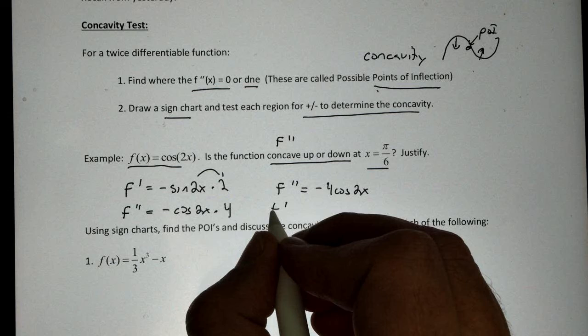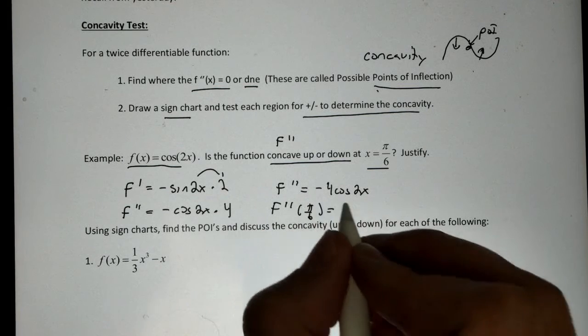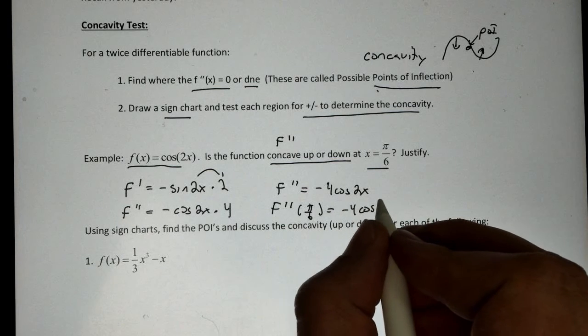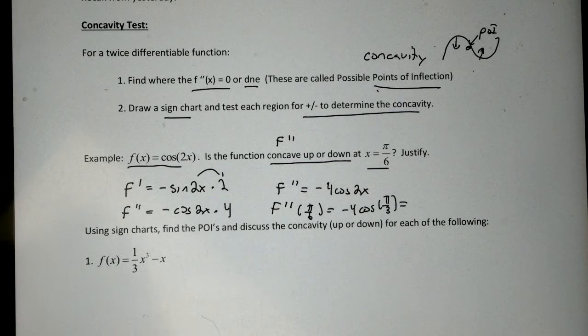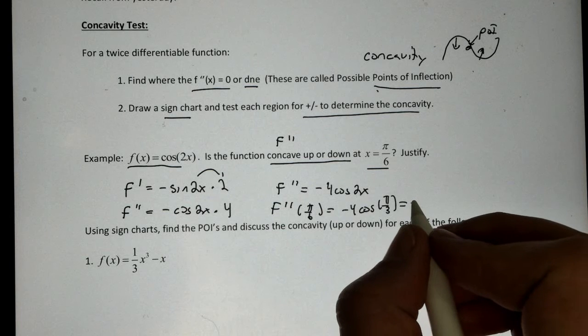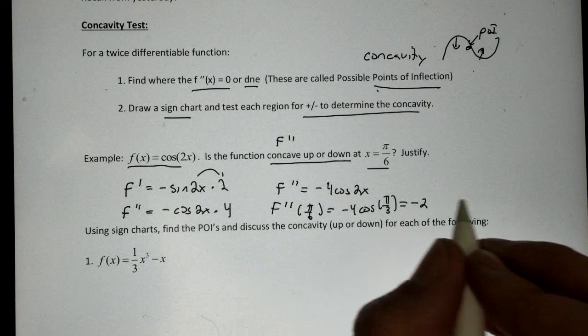And all I have to do is plug my pi over 6 in. We're going to get negative 4 cosine, and 2 times pi over 6 becomes just pi over 3. The cosine of pi over 3 is just positive 1/2, so this becomes negative 2, because I take that 1/2 multiplied by negative 4 and get negative 2.